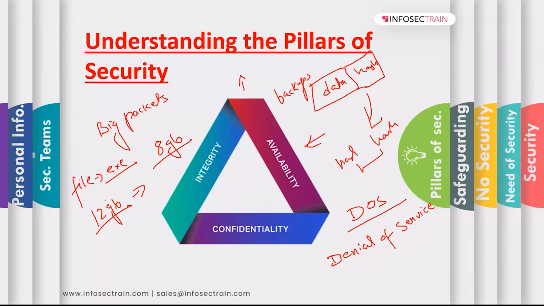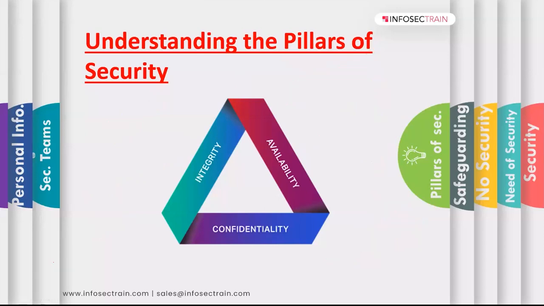Now, these three were the pillars of security, but not for too long, because digitalization was evolving, all the things were evolving, technology was evolving. So at that time, you were getting lots of different types of attacks, lots of different types of vulnerabilities. So we added two more pillars to security, and that is non-repudiation and authentication.